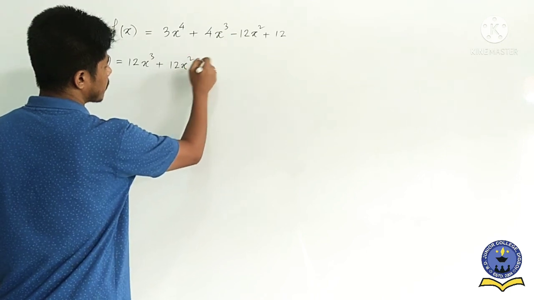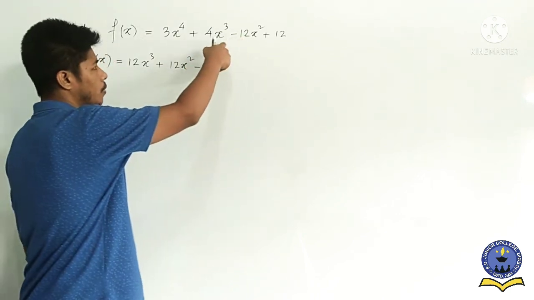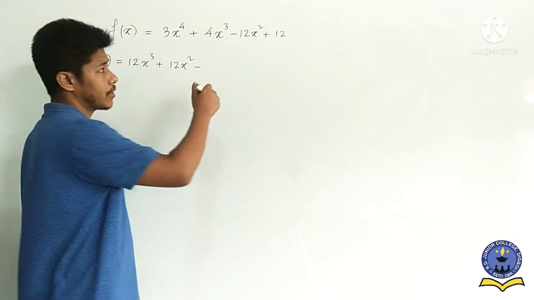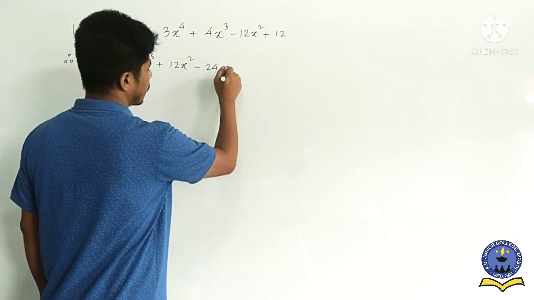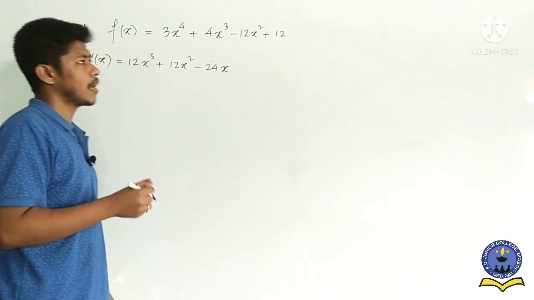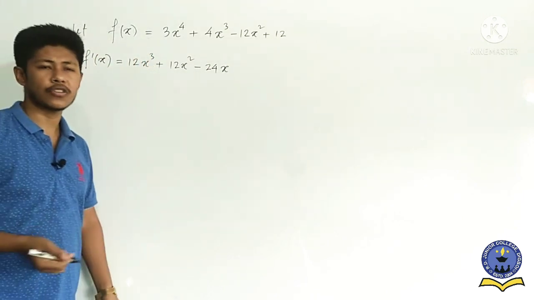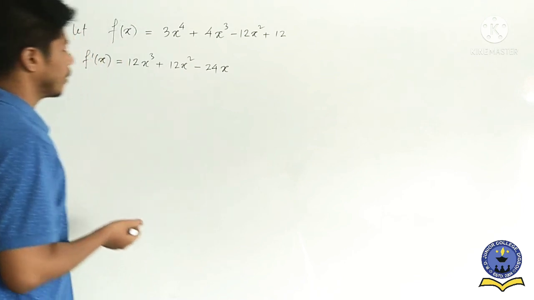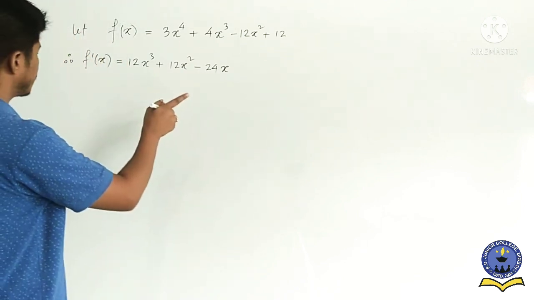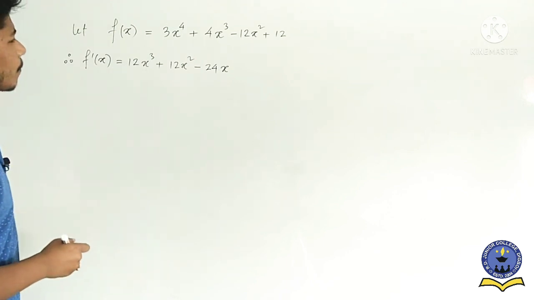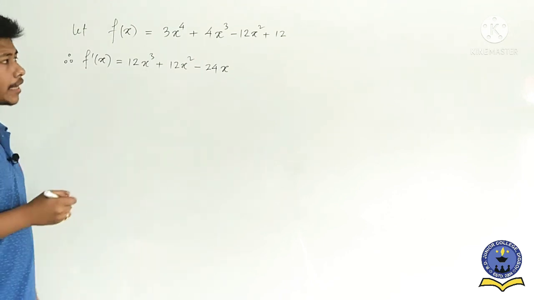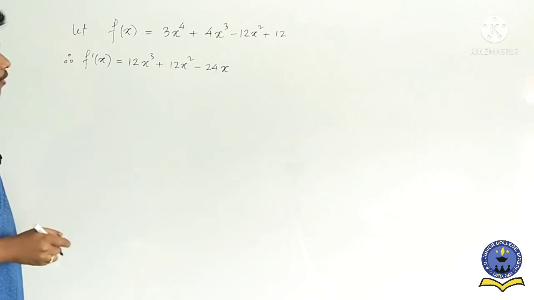Then it is minus. If we differentiate this, 12 is a constant term, d/dx of x squared is 2x, so 12 into 2 is 24. That means we get 24x, and ultimately the last one is d/dx of the constant term, which is 0. Is it clear? Okay. Now after differentiating, f dash of x equals this result. Now from here we have to find the critical points, isn't it? So the next step is to find the critical points.